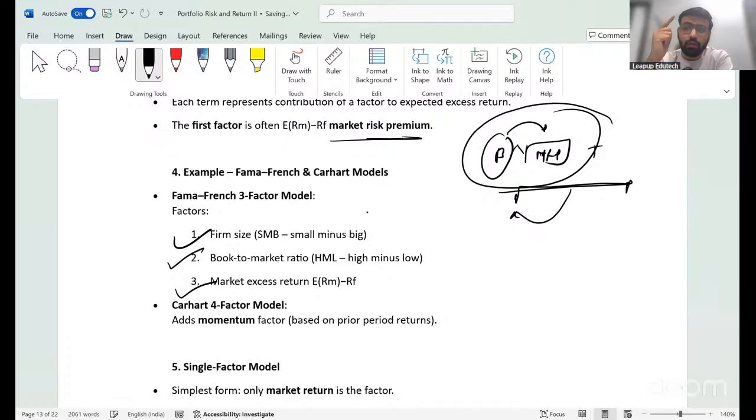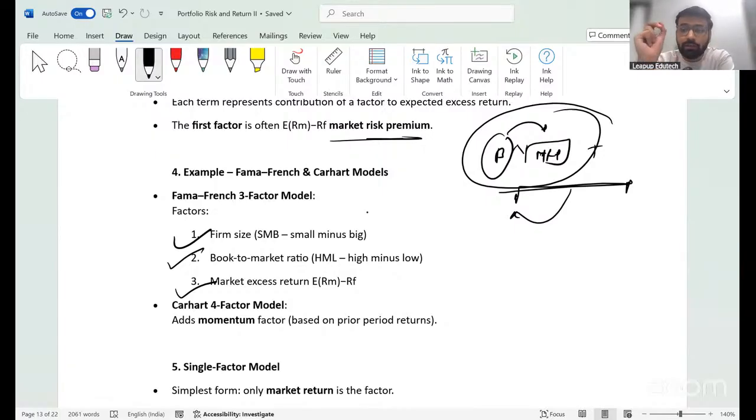Now, is it necessary? No. But these are the two people who said that these are the three factors which influence the return of a particular stock. So you calculate the expected return of a particular stock over and above the risk-free rate in the case of the Fama-French model using three factors. Now you don't have to literally calculate, but you need to understand which are the three factors.